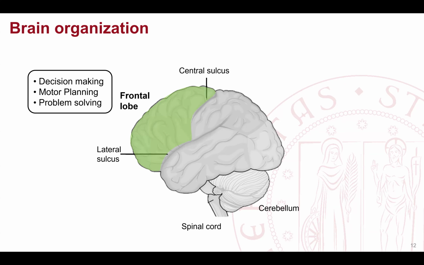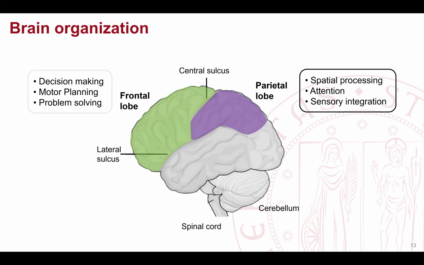So, for example, we have the so-called frontal lobe, which is basically this frontal part. The division into lobes is mostly, let's say, a convention in neuroscience. But it's thought to be associated with decision making, motor planning, and problem solving. Then we have the parietal lobe, which is this part of your brain, related to spatial processing, all the mechanisms of attention, and also some part of sensory integration. So there is also a sensory area within your parietal lobe.